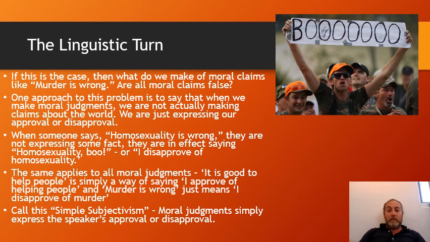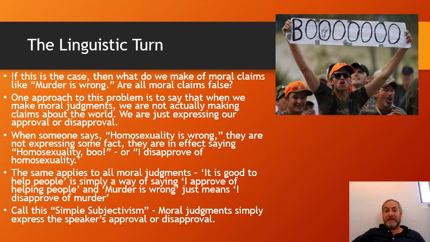So let's, for the moment, take Hume's account and run with it. So if that's the case, then when I say murder is wrong, and according to Hume, there's no such thing as the wrongness of murder out there in the world, right? It's not an objective claim. Does that mean that what I'm saying is false, right? Maybe, right? It depends on how we interpret my sentence, right?